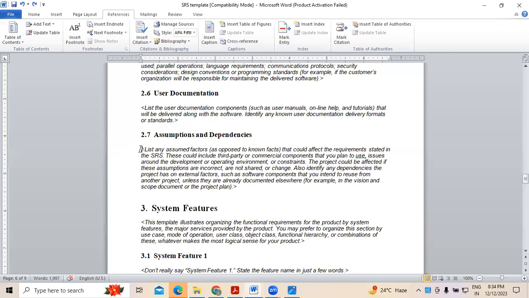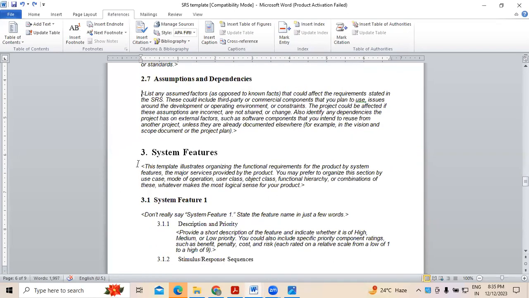We also call them software quality attributes, which I'll explain later. So this is generally 2.7, called assumptions and dependencies. In the BRD document you can go through it. The same thing will also be applied here, because there will be some similarities, and some similar points will also be covered here. Please keep that in mind.